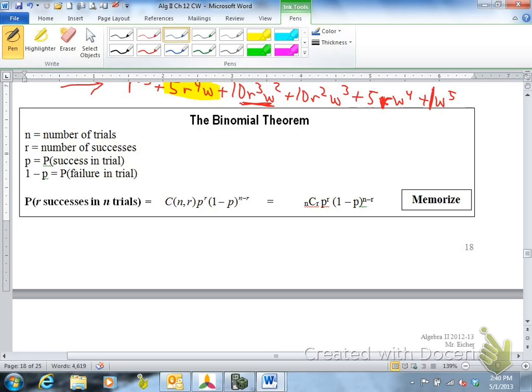You're going to be looking for 4 variables: n, r, p, 1 minus p. N is the number of trials, r is the number of successes, p is the probability of success, 1 minus p is probability of failure.